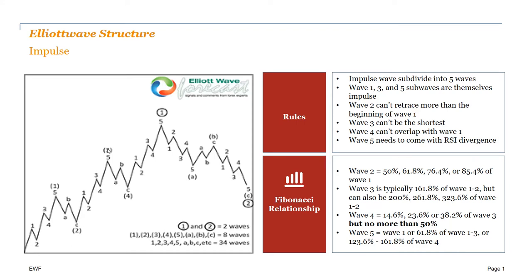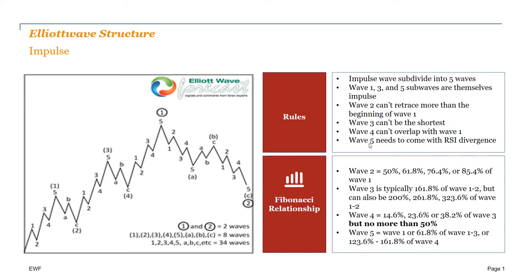All right, and then wave 3 in the bracket cannot be the shortest wave. This wave 3 usually is the longest wave. It cannot be the shortest wave, so that will be in the rules. Normally wave 3 has an extension. Wave 4 in the bracket cannot overlap with wave 1. So you can see this wave 4 cannot overlap with the top of wave 1 right here.